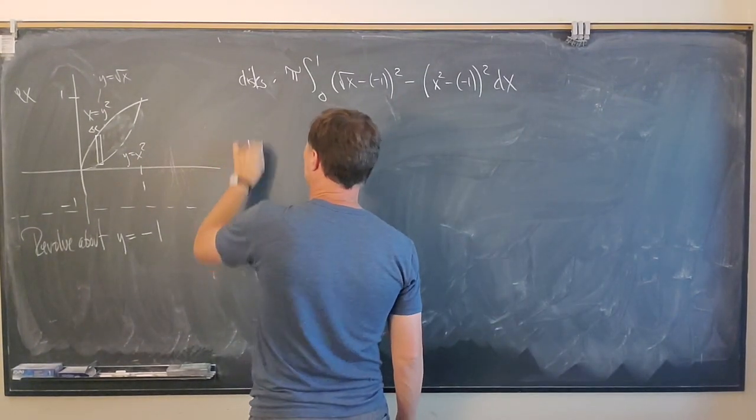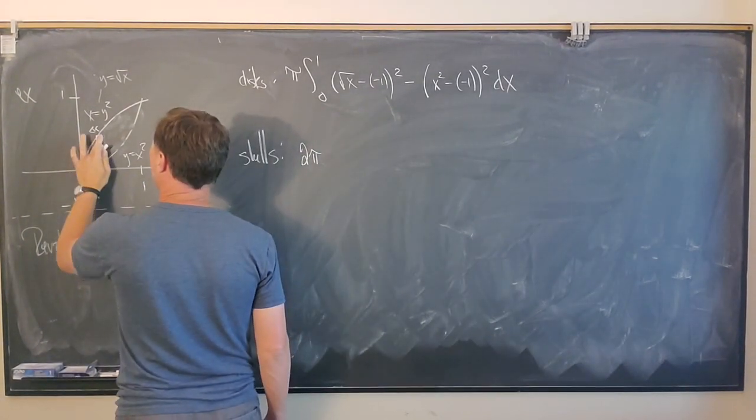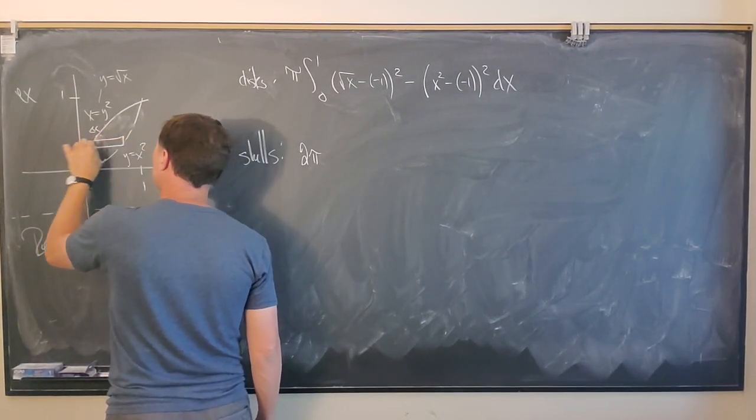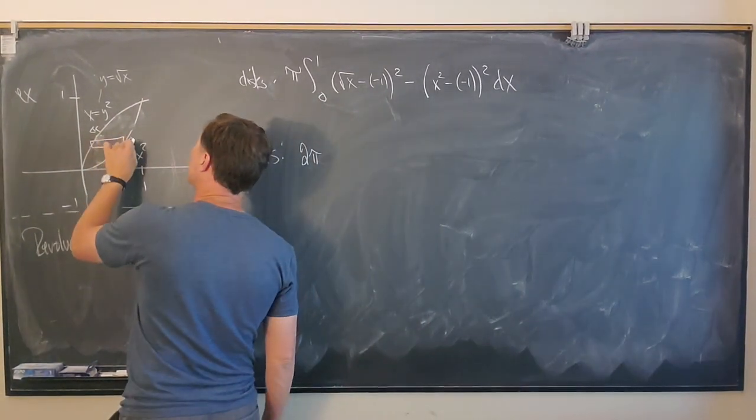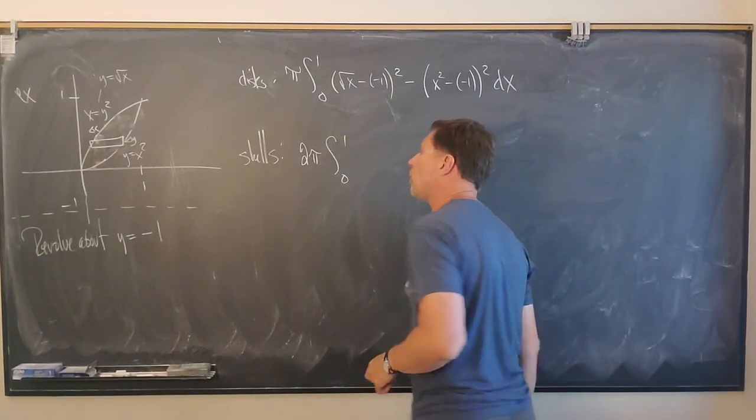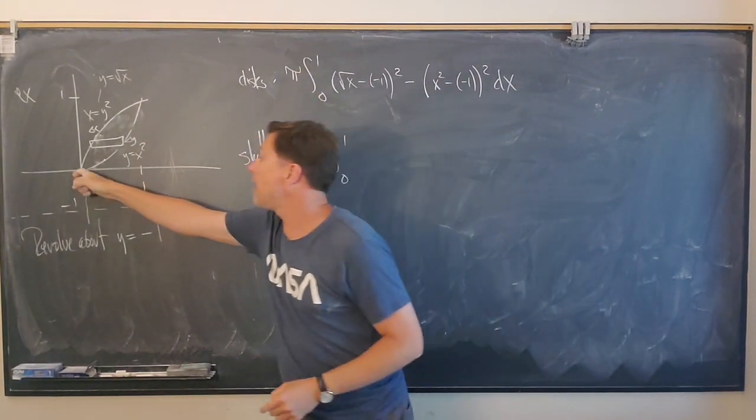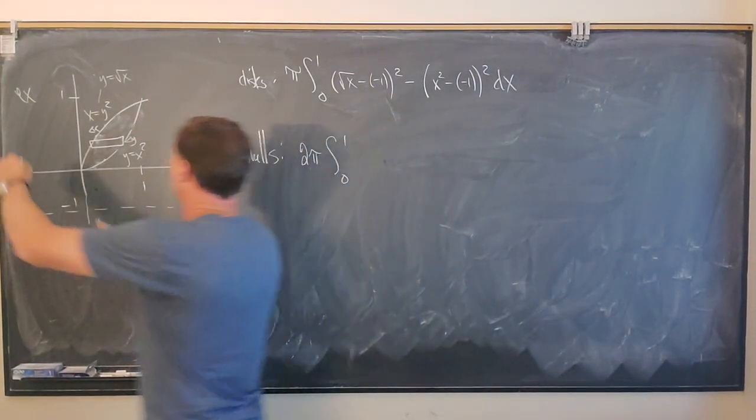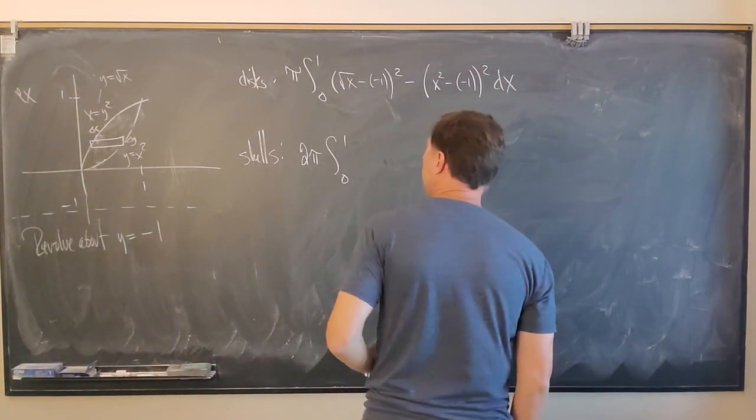If I use the shell method, so for shells, now we're going to be working with horizontal rectangles. These have thickness delta y, which means I'm going to be integrating with respect to y. So it'll be integral from 0 to 1, and I should point out this is really just coincidental. When I did the disk method, I'm measuring along the x-axis, 0 to 1. This 0 to 1 for the limits of integration are being measured along the y-axis. They just so happen to match. So 2 pi integral from 0 to 1.